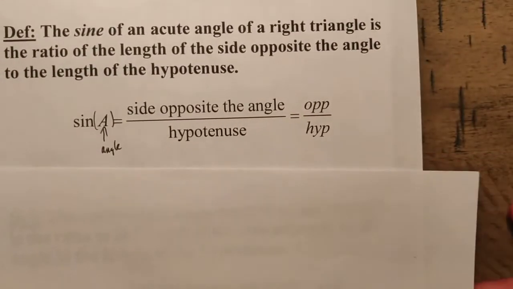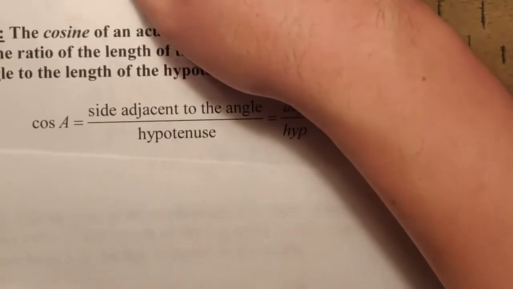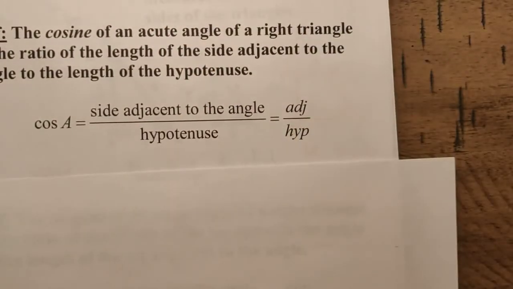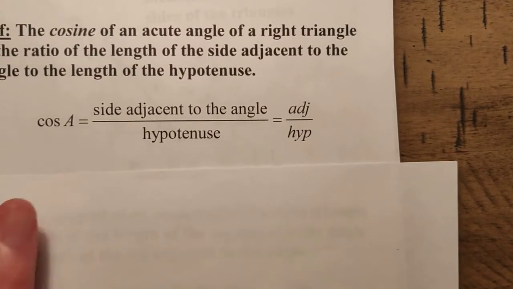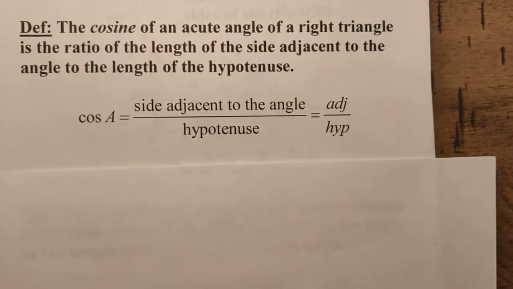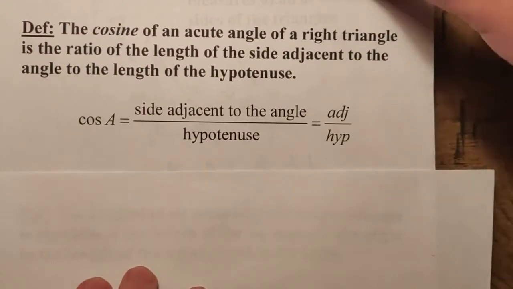By the same token, we can define the second of our ratios. The second thing we're going to define is what is known as the cosine. The cosine of an acute angle of a right triangle is the ratio of the length of the side adjacent to the angle to the length of the hypotenuse. So we have this sort of thing going on here as well. Let me just make sure that this is clear so we can see it.